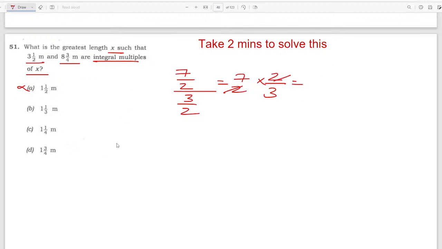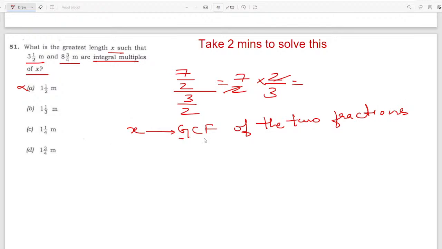And similarly, you can do this, or else what you can do is, they are asking what is the greatest length x such that these two are the integral multiples of x. So x would be the greatest common factor of the two fractions. Whenever you are calculating the greatest common factor, it is the highest factor which is common and which divides these two numbers evenly. I mean, the remainder would be 0. So to calculate the GCF of the two fractions, there is a formula.